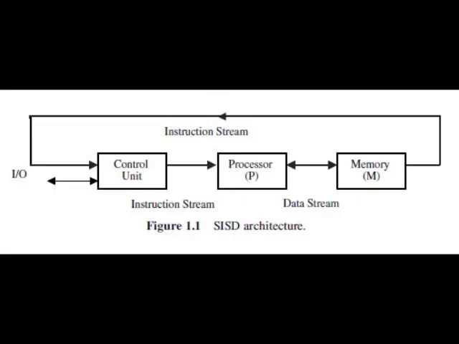Now, let us discuss the single instruction and single data stream. Let us refer to figure 1.1. As we can see, there is the control unit, the processor, and the memory. The information sent from the control unit to the processor is called the instruction stream. From the processor to the memory is called the data stream. And the other way, from the memory to the processor, is also called the data stream. And from the memory back to the control unit is called the instruction stream.